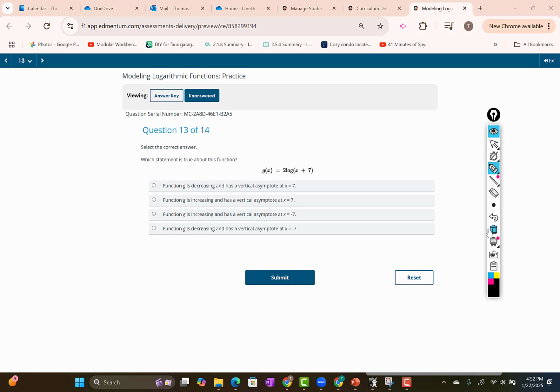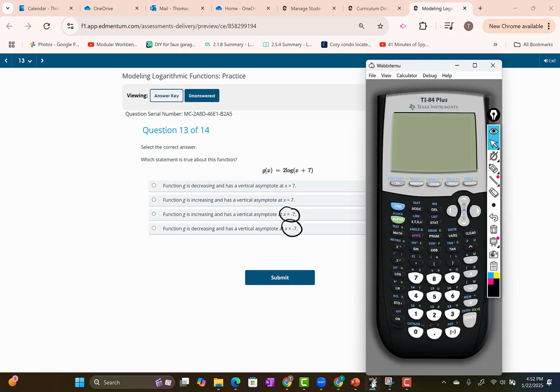And that's a long way of saying that I know the answer is either C or D, because these two have a choice of a vertical asymptote at x equals negative 7. Vertical asymptote is just where the graph doesn't exist. Now, if you're thinking to yourself, I'm not going to remember that, that's okay. There's another way to do this.